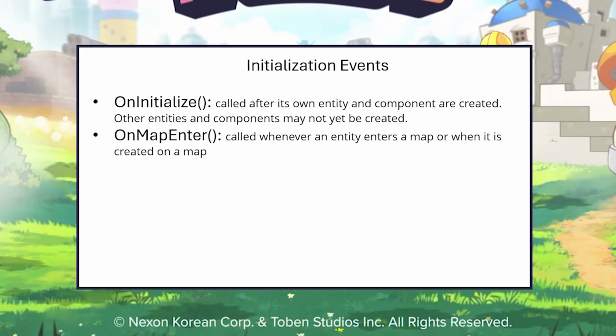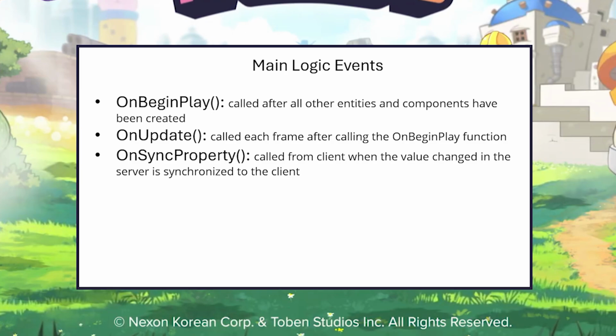OnInitialize is called once the entity and the components attached to it are fully created, however, before all of the other entities and components in the map have been fully created. This includes the other components attached to the same entity as well. And this means that while you can refer to your own component's properties, you cannot refer to the other components even if they're attached to the same entity as your own component. OnMapEnter is called once the entity enters the map. Similar to OnInitialize, this event only guarantees access to the entity it's attached to and its own component, and not any other components. During the logic step, OnBeginPlay guarantees all of the components and the entities have been fully created.